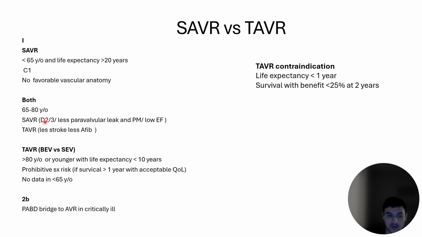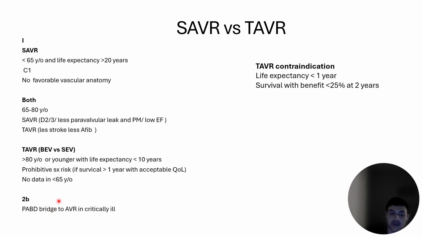TAVR usually is preferable. Why? Because there is less paravalvular leak, less pacemaker need, and usually when you have a low EF, D1, D2, and D3 also use TAVR. When you use TAVR, it's going to cause you less stroke and less AFib, but it has a higher risk of requiring a pacemaker. TAVR, remember, is for more than 65 and lifespan less than 10 years. No data if the patient is less than 65 in the last guidelines. There is no data about it. Probably more data is coming out.